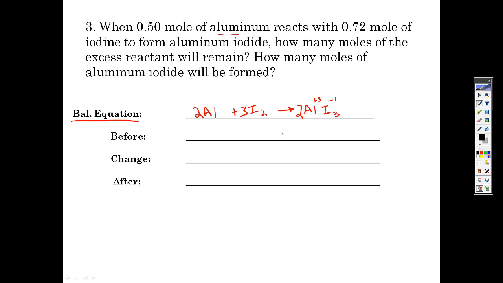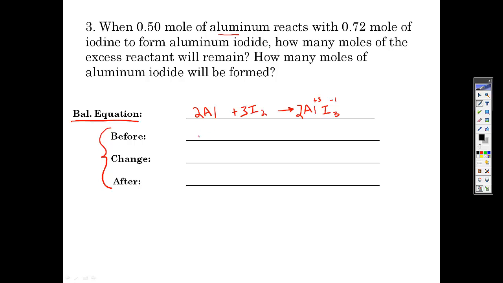Now, here's the thing. We need to solve this problem, and we're going to need to use our handy-dandy BCA chart. It's just a way of keeping track of how many reactants we have before the change that happens in the reaction, and then afterwards, how many products do we have, and if we have any leftover reactants.